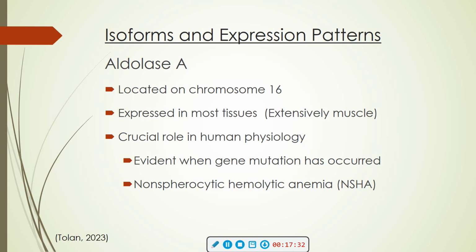Not every part of it is completely clear exactly how and why. However, there are obvious results. There's evidence that shows what happens when that enzyme is not working properly. If there's a mutation in the Aldolase A gene, several diseases are known because of it. This is just one example: NSHA, a type of anemia that can occur if there is a mutation with this enzyme.